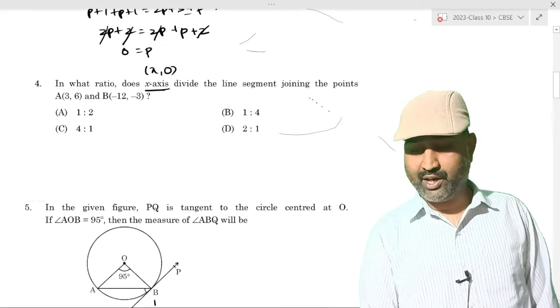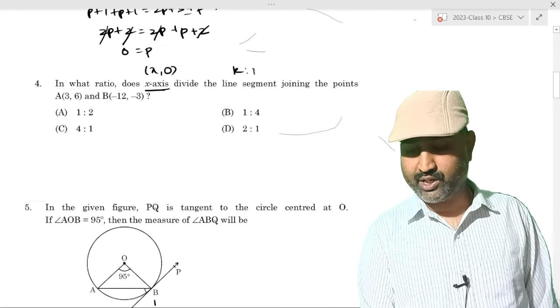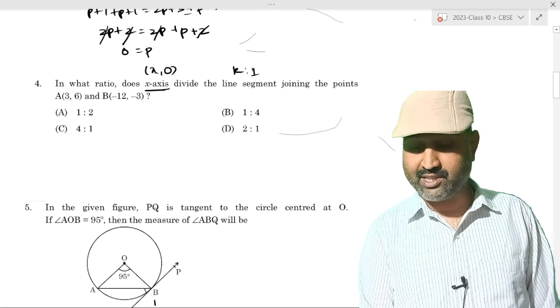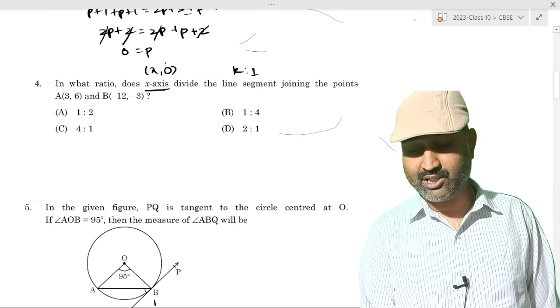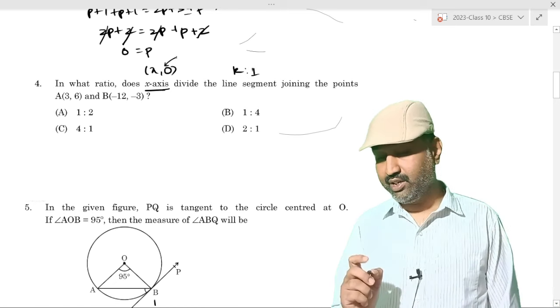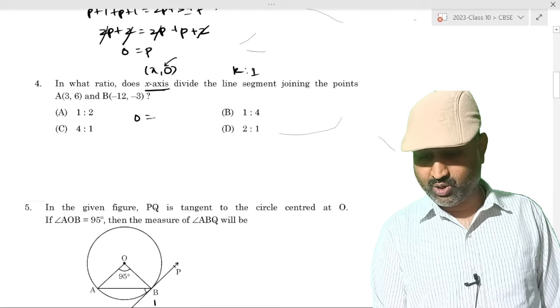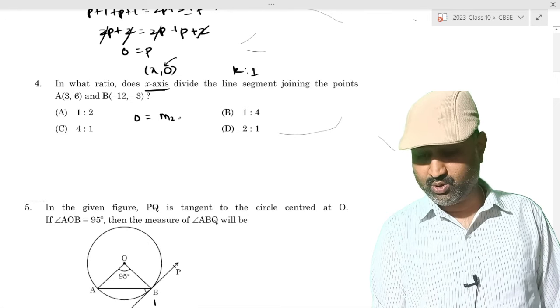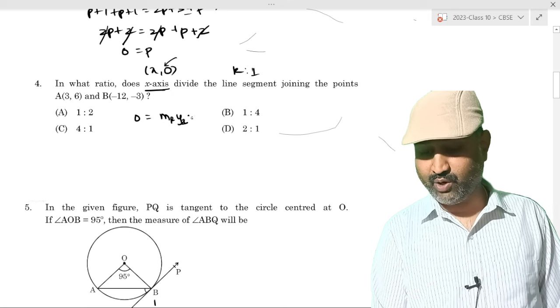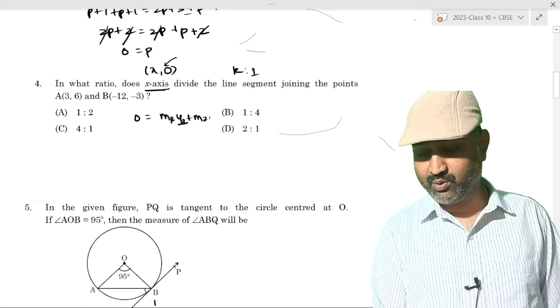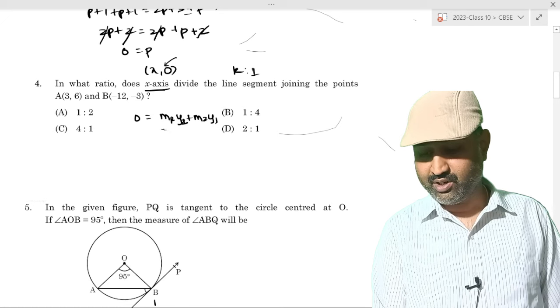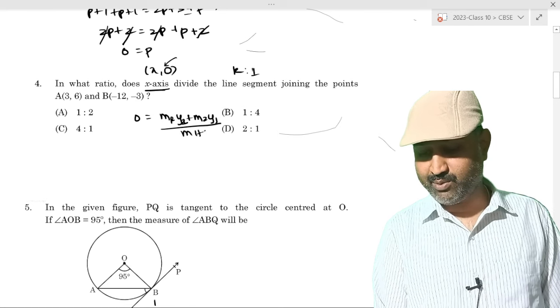Now let the ratio be k is to 1. Since x is unknown, I will directly substitute the y value here. Use this very simple trick. See here, 0 is equal to m1 into y2 plus m2 into y1, divided by m1 plus m2.